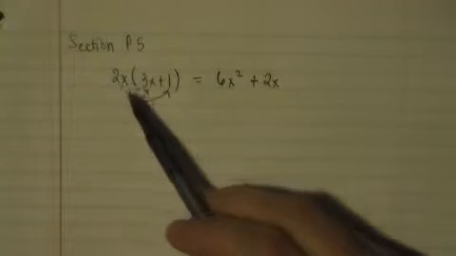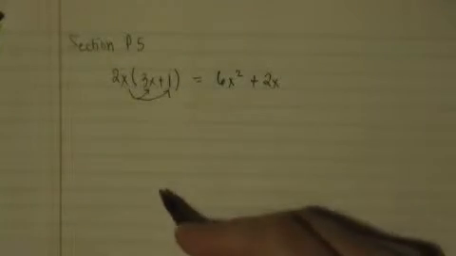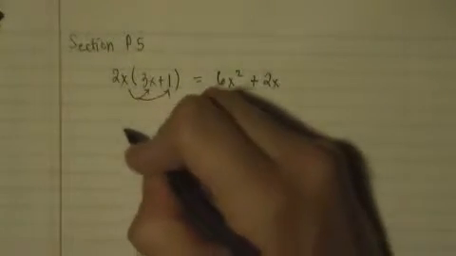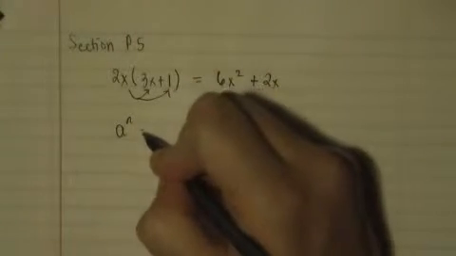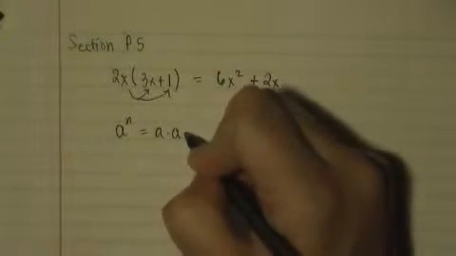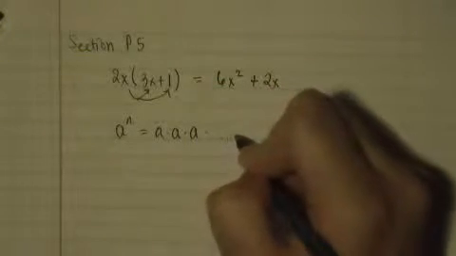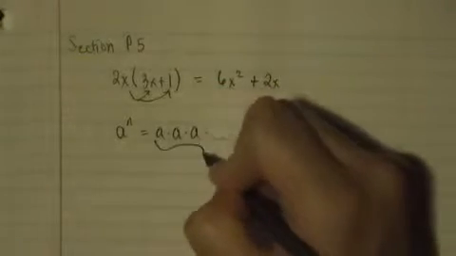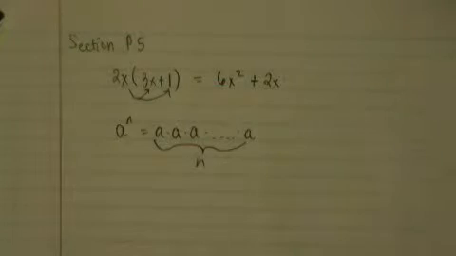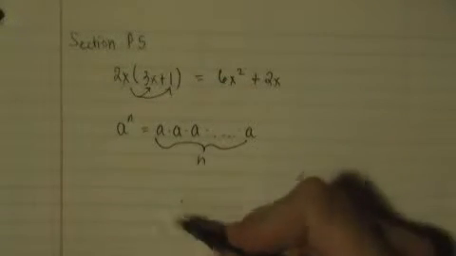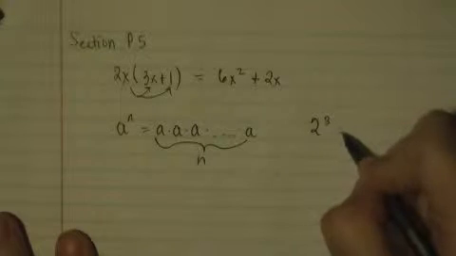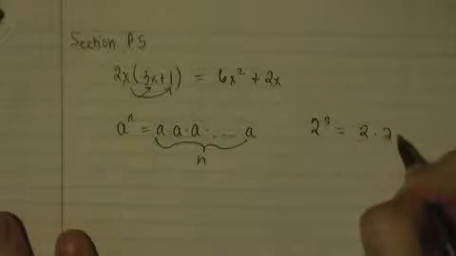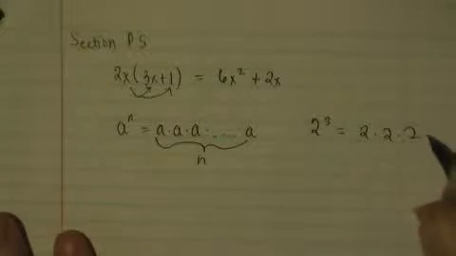So let's talk about what happened with this x squared. What it means to be a power, if you have a to the n, means take a, multiply it by itself, a total count of n times. And so, for example, if I had 2 cubed, that means 2 times 2 times 2, which is 8.